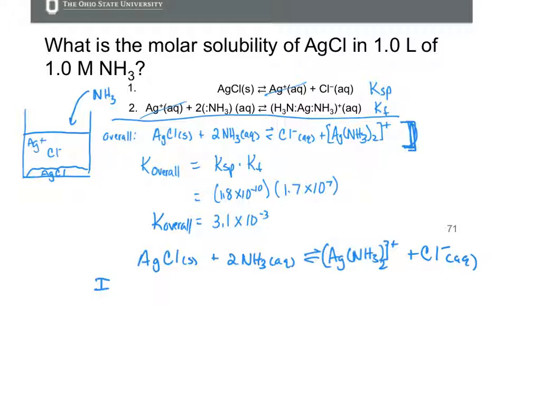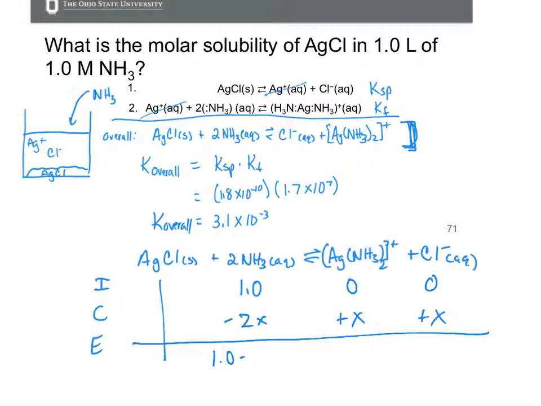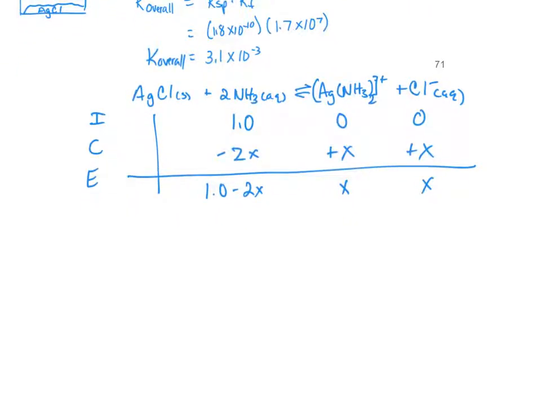Initial concentrations. We've got a solid, silver chloride. We don't need to worry about solids in our ice tables, so I'm just going to draw a line to remind myself. Now we have an initial concentration of ammonia, and we said it's 1 mole per liter in our solution. Initially, we don't have any complex formed and no chloride ion. In terms of the change, we're going to have minus 2x for the ammonia, again the stoichiometry, plus x for the complex ion, and plus x for chloride ion. So at equilibrium, we'll have 1 minus 2x for NH3, x moles per liter of the complex ion, and x moles per liter of chloride ion.